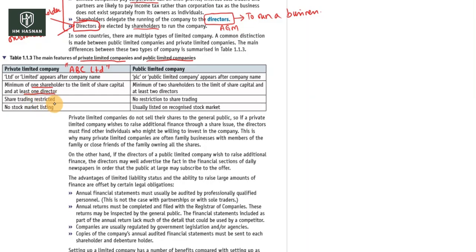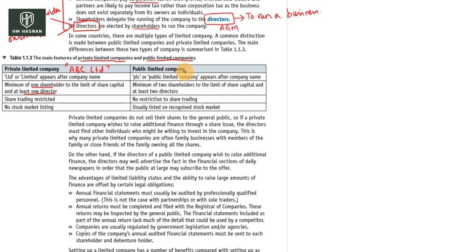Share trading is restricted. We can't sell shares to the public. No stock market listing. It means the shares of a private limited company are not listed on the exchange, so they can't generate more capital from the general public. They can generate finance internally.